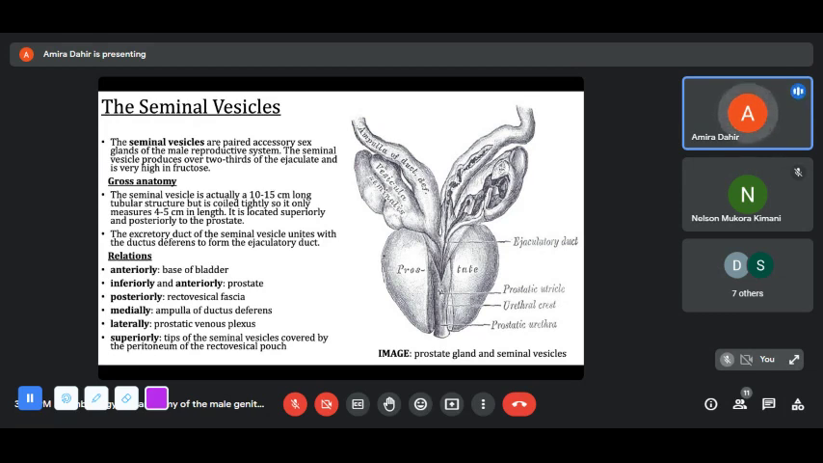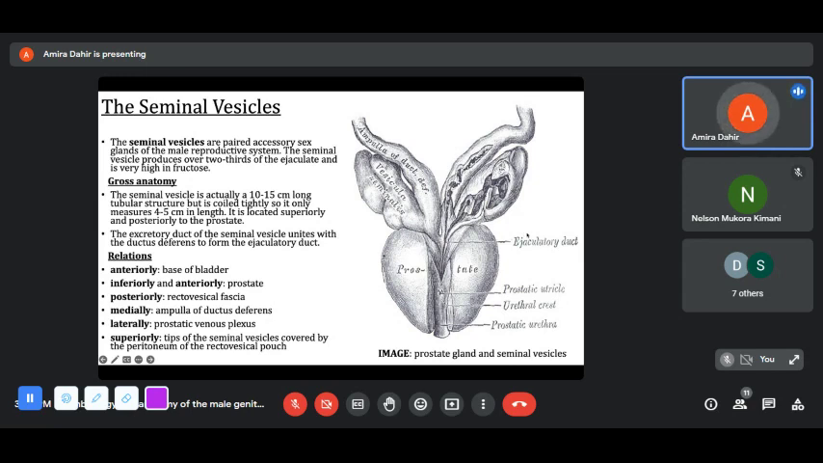The excretory duct of the seminal vesicle unites with the ductus deferens to form the ejaculatory duct here. So we can see the ductus deferens uniting with the seminal vesicles, and they form the ejaculatory duct here.